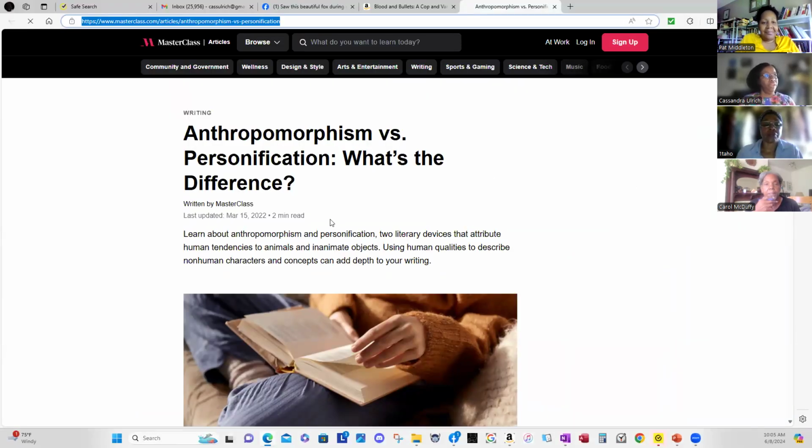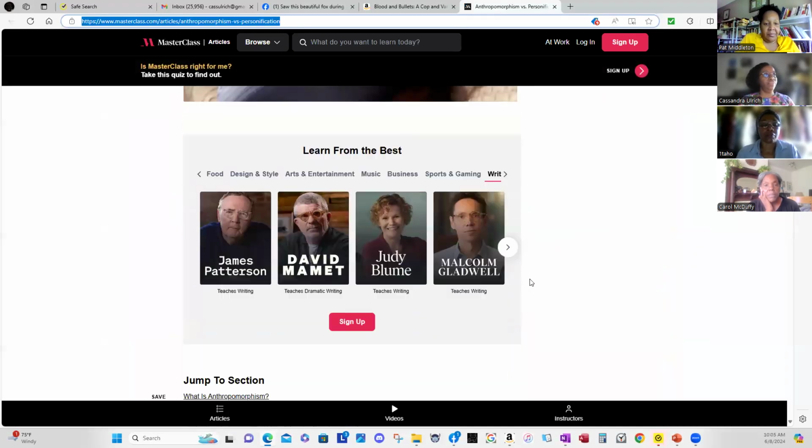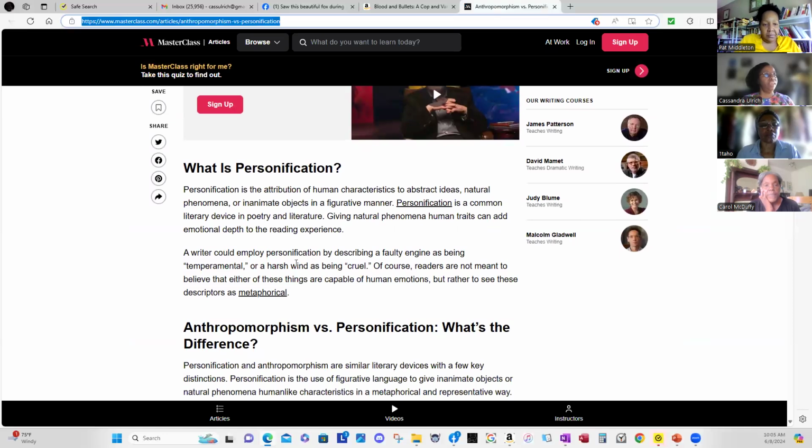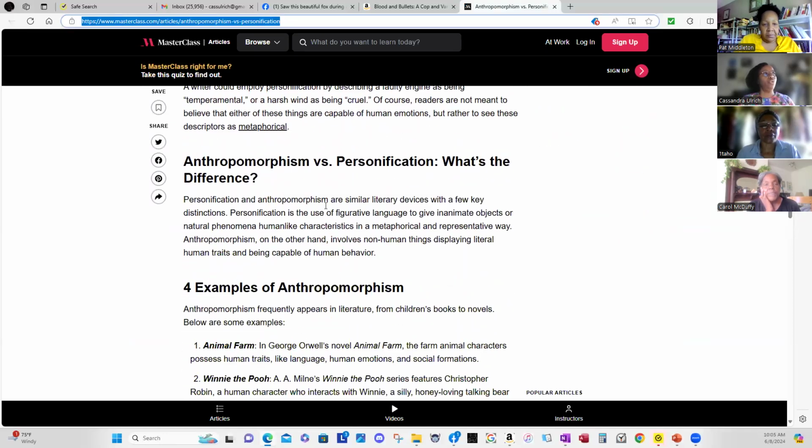So this one, it was a good read. I pretty much summarized what was said on the two links that I'm going to show you, but it did give some additional examples. It explained anthropomorphism and personification, and told you the difference between the two. Again, anthropomorphism is basically where the characters are the animals or the inanimate objects, whereas personification is bringing inanimate objects to life through human descriptions.